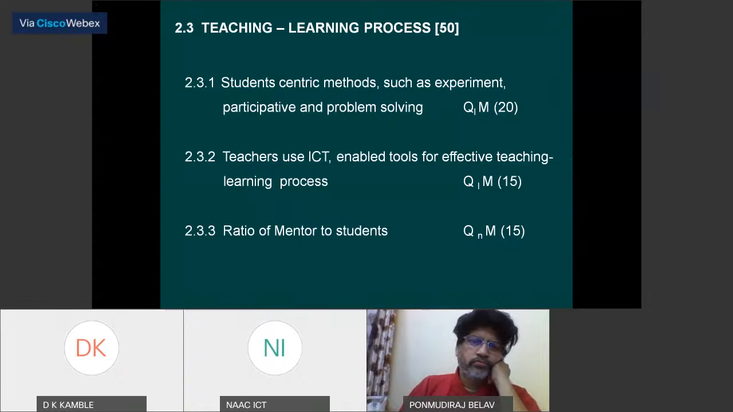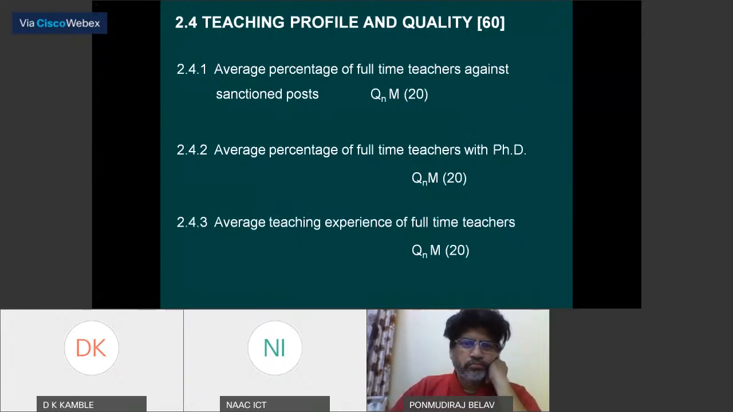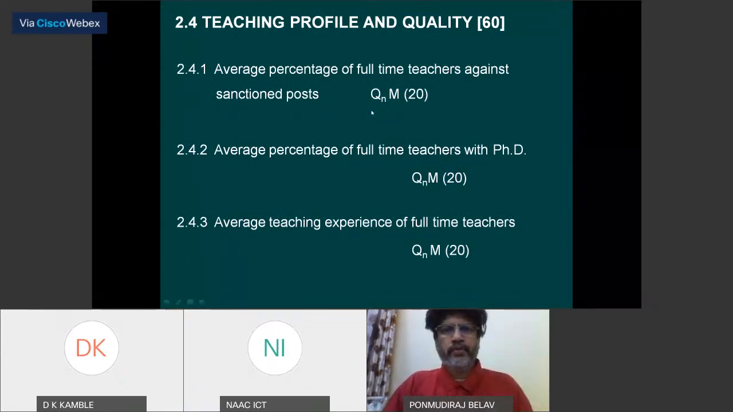Then average percentage of full-time teachers against the sanctioned posts. See, how many full-time teachers are there in the institution? If the institution shows that 20 full-time teachers are there, what documents are required? For this, the appointment letter is required. If it is a government employee, the government appointment letter. If it is a society appointment, the society appointment letter is required. Then only our DVV partner will review the documents as per your data.